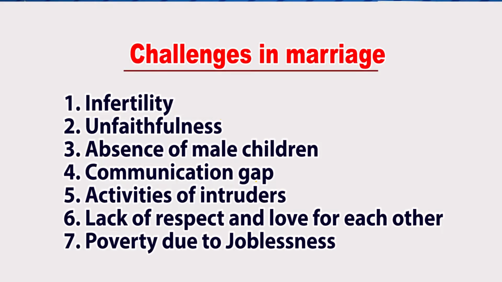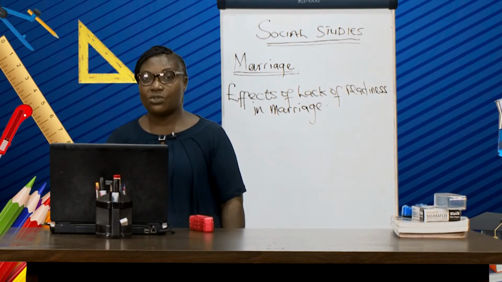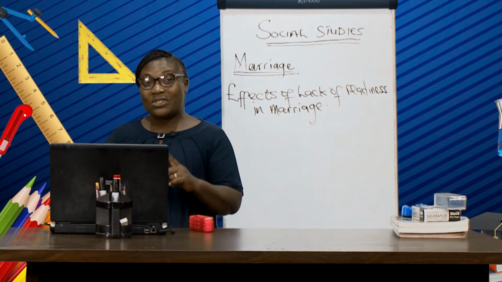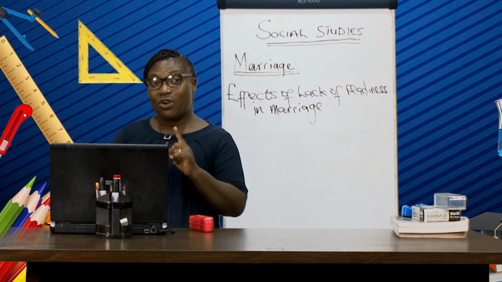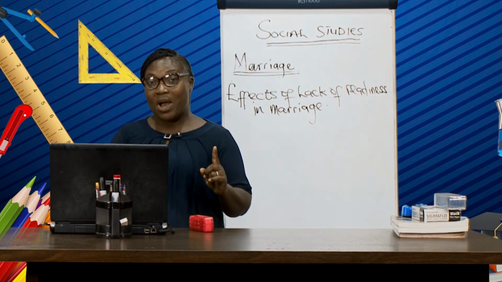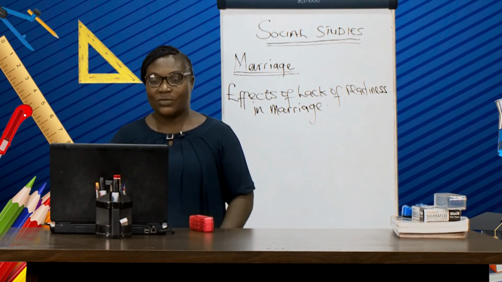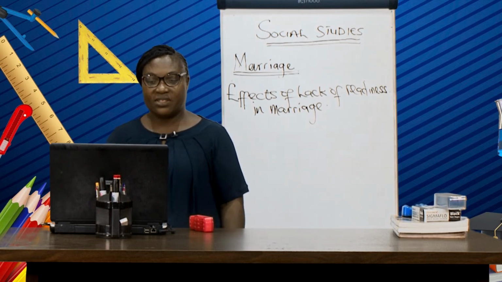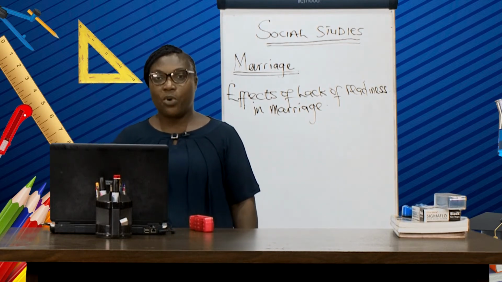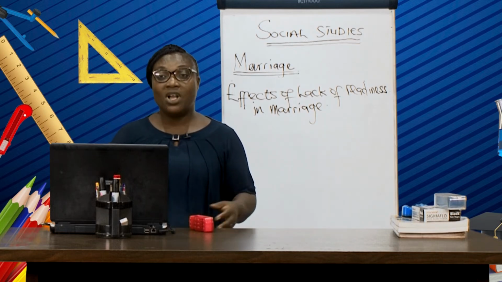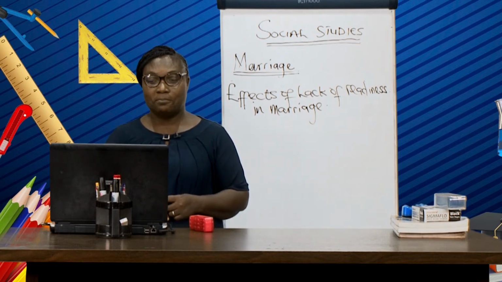And the last point there, under challenges of marriage, is poverty due to joblessness. Poverty due to what? Joblessness. Now, we have mentioned under readiness to marry that before you can say you want to go into marriage, you must be okay financially. So the challenge that most homes face is the issue of poverty, which comes as a result of joblessness. You know, there are a lot of people that are looking for job outside there.